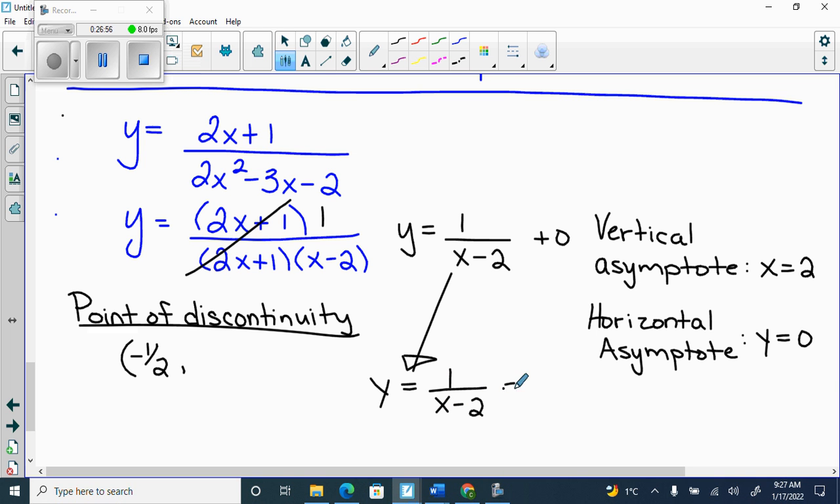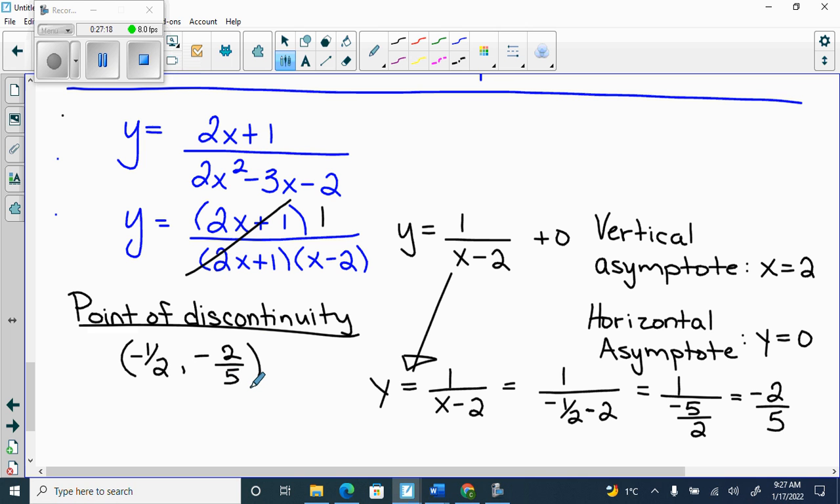So we're going to get 1 over negative a half minus 2, which equals 1 over negative 5 over 2. And when you have 1 over something, what does it just mean? You reciprocate it, so it's negative 2 over 5. Because you end up dividing 1 by negative 5 halves, which is 1 times negative 2 fifths. That's how you get the reciprocal.